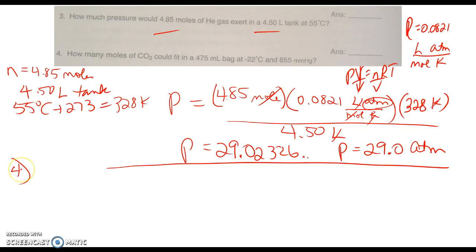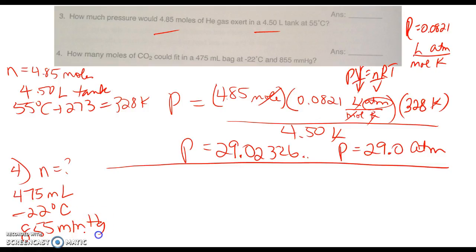All right, let's look at 4. How many moles? So now they want to solve for n. How many moles of gas could fit in a 475 milliliter bag at negative 22 degrees C and 855 millimeters mercury? Well, we got some conversions because we always want to work in liters. 1,000 milliliters is 1 liter, right? So this turns out to be 0.475 liters. Negative 22 plus the 273 gives us 251 K.